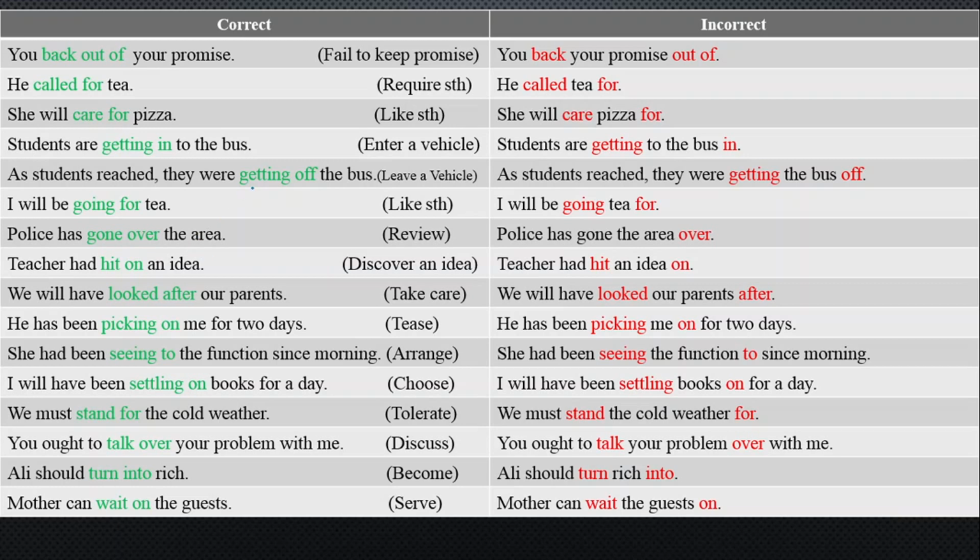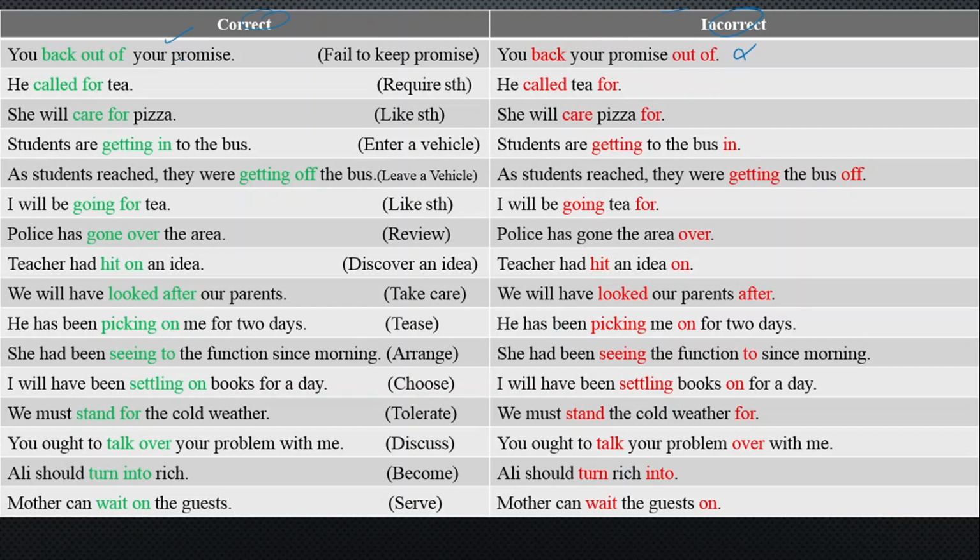See, I've written correct sentences and incorrect sentences. When you separate them, the meaning will become wrong. Now see, to fail to keep a promise is to back out of. If you back out of your promise, it means you failed to keep your promise, and "you back your promise out of" cannot be used, because it is non-separable or inseparable. That's why we call it non-separable or inseparable. The sentences I have written in red mean they all are wrong.